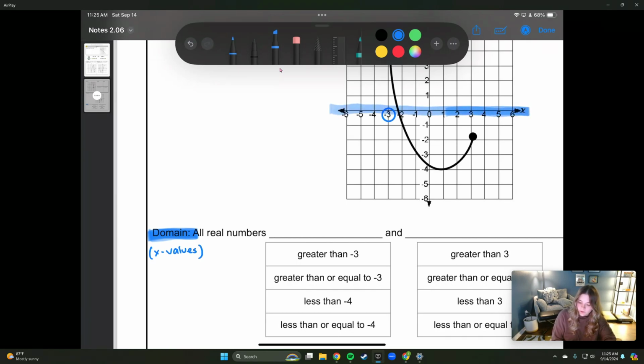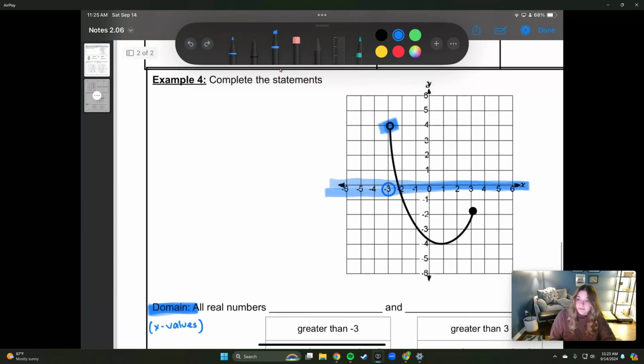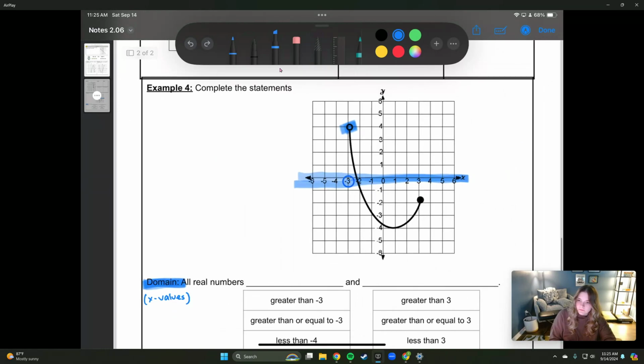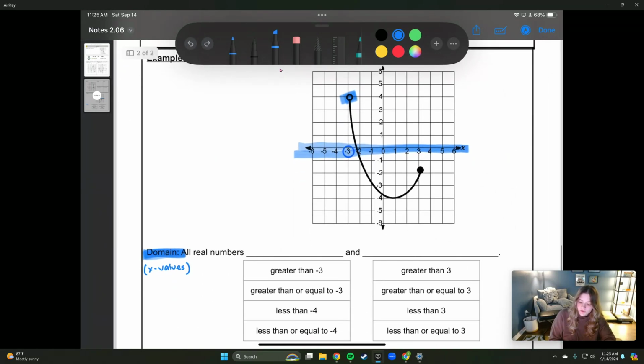It's going to be all real numbers. Remember, we're looking at the x values. It's going to be all real numbers, but it's going to start with -3. But here's the thing. The way your circle is matters. Notice how this circle is not filled in, but this circle is filled in. Okay? So what you're going to do is, if it's not filled in, it can't be equal to that number. But if it's filled in, it could be equal to that number. Does that make sense? So if you see an empty circle, we can't say equal to. But if you see a full circle, it could be equal to.